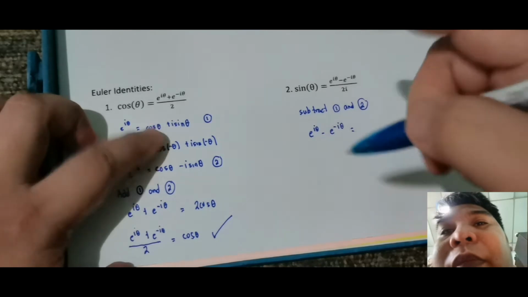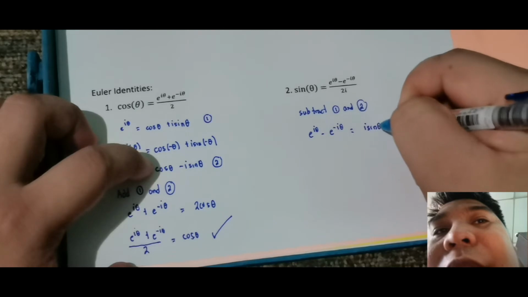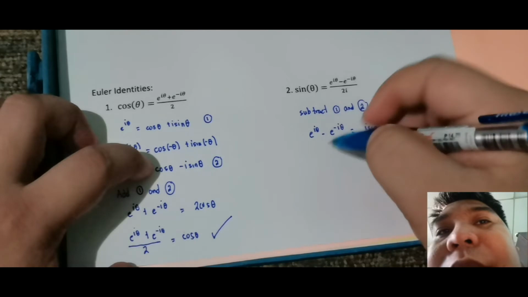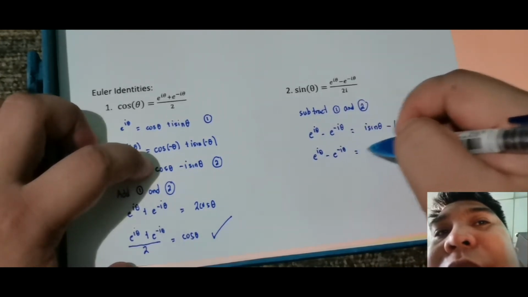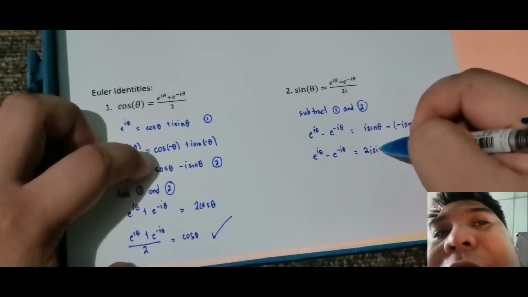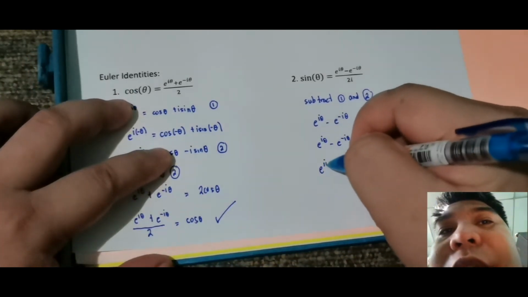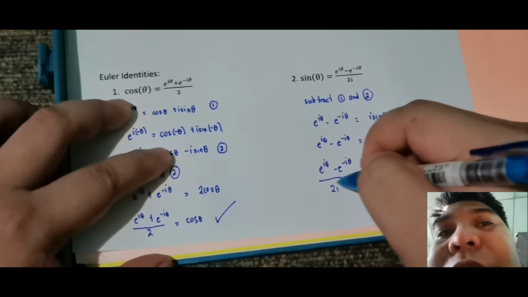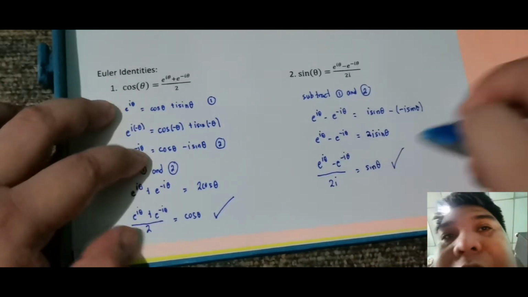Then, I sin theta minus negative I sin theta. So, that is simply e raised to I theta minus e raised to negative I theta is equal to negative, that's positive, that's positive 2I sin theta. Next, divide both sides by 2i. So, that is e raised to I theta minus e raised to negative I theta all over 2i, which is equal to sin theta. Okay, so na-derive natin sa taas.